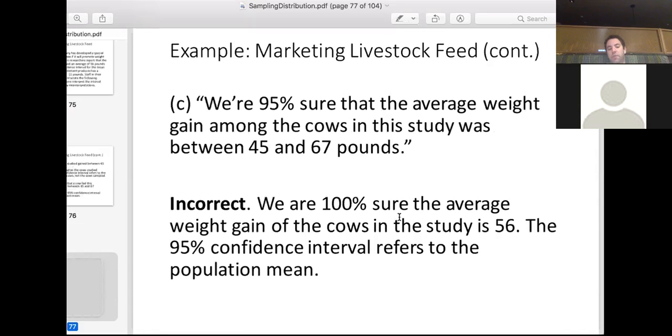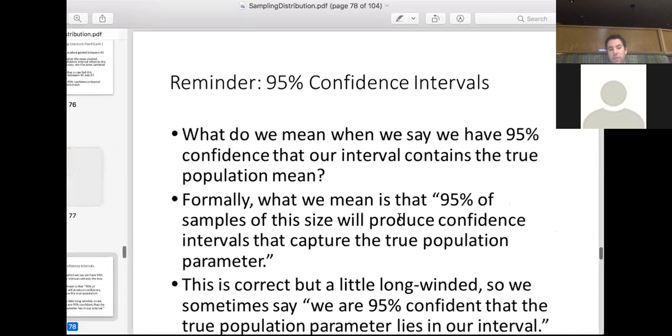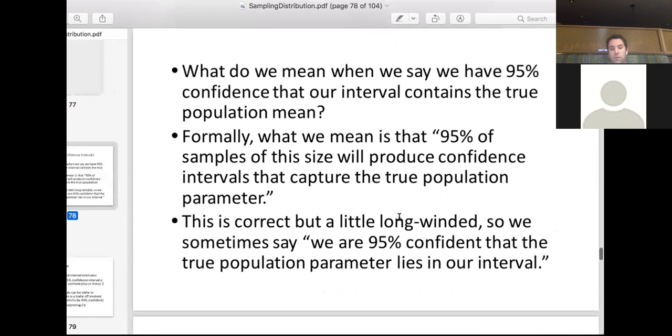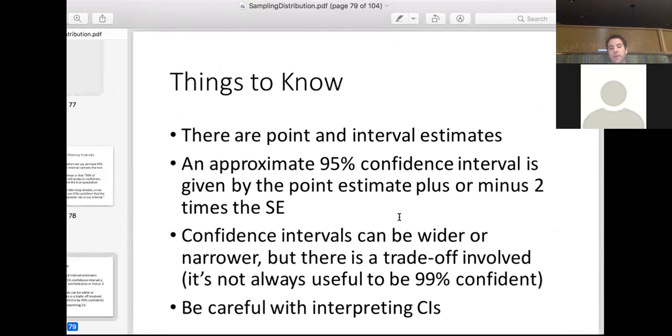So they gave us the sample data. Our inferences from the confidence interval refer to the population mean, not the sample mean, which we actually have data on. So just to summarize, our confidence interval is saying that we are 95% confident that the true population parameter lies within our confidence interval.